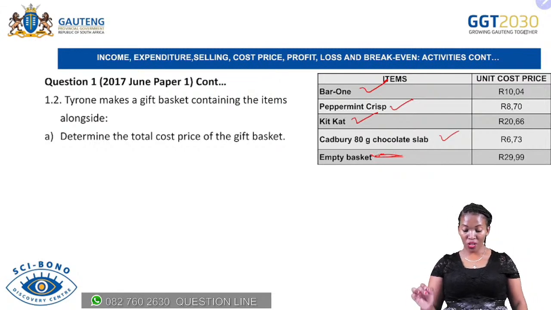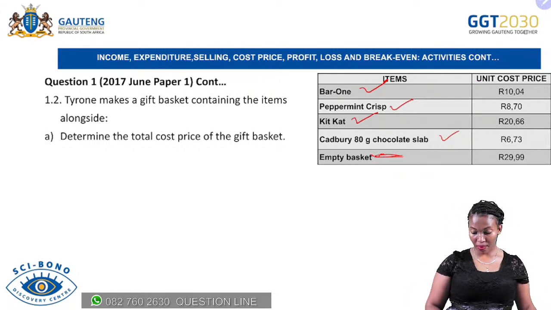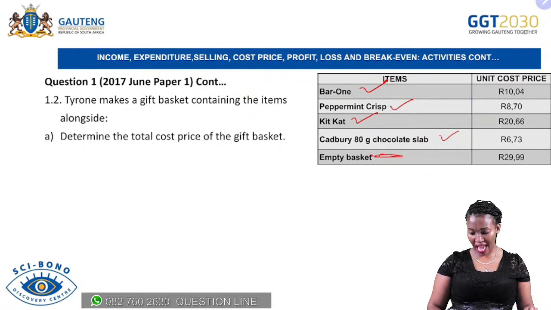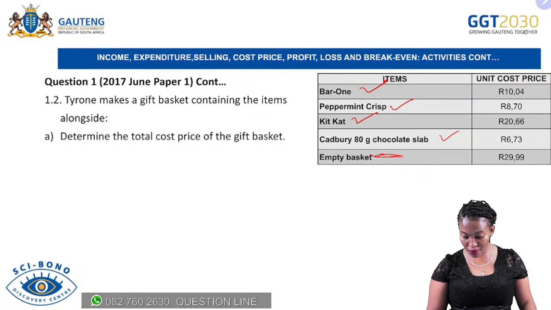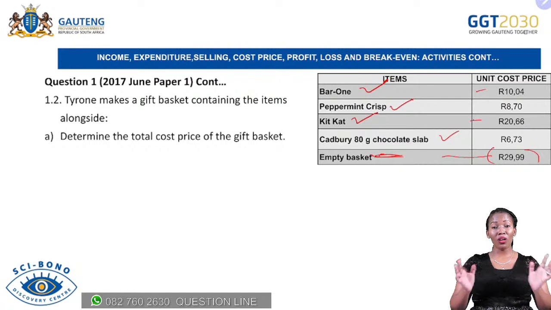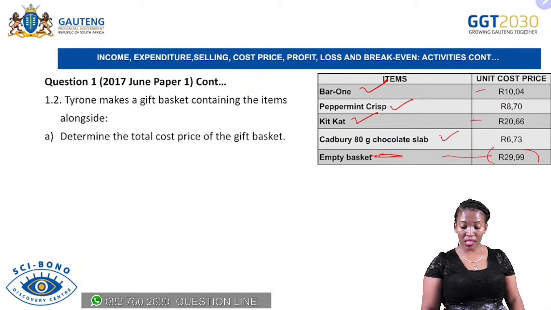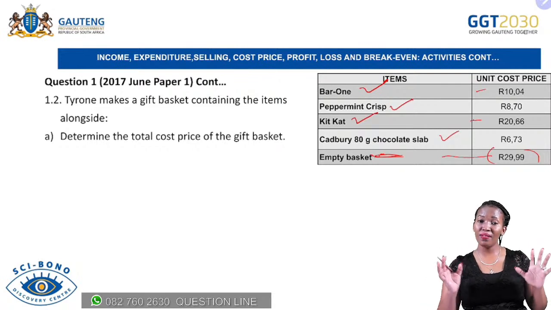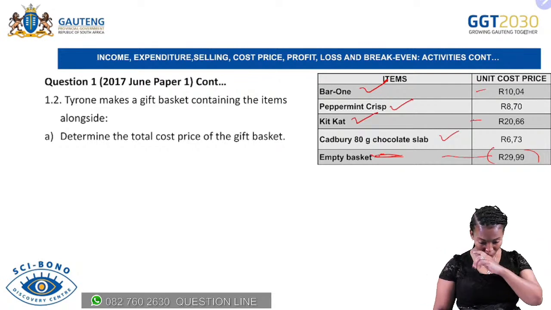And these are the unit cost prices. The cost price is the money that it cost Tyrone to purchase this item. He spent 10 rand 4 cents for Bar One. He spent 20 rand 66 cents for KitKat, and then he spent 29 rand 99 cents for the basket. Remember, the gift must look presentable. So all these are Tyrone's expenses when compiling that nice gift basket. Let us go to our questions.